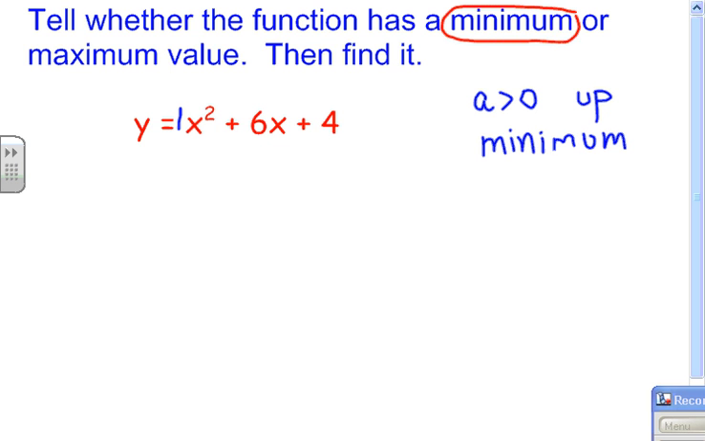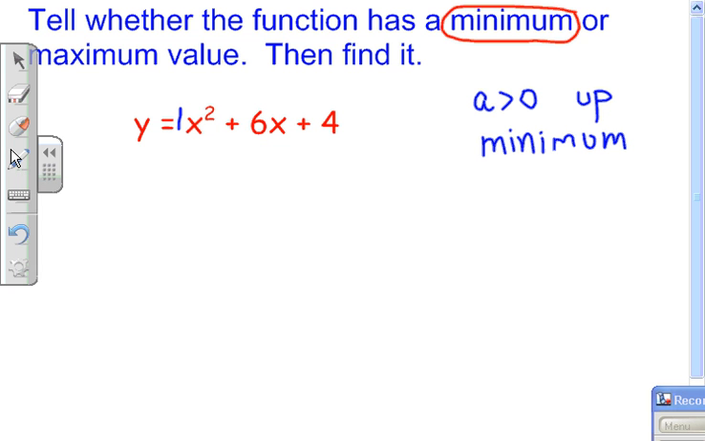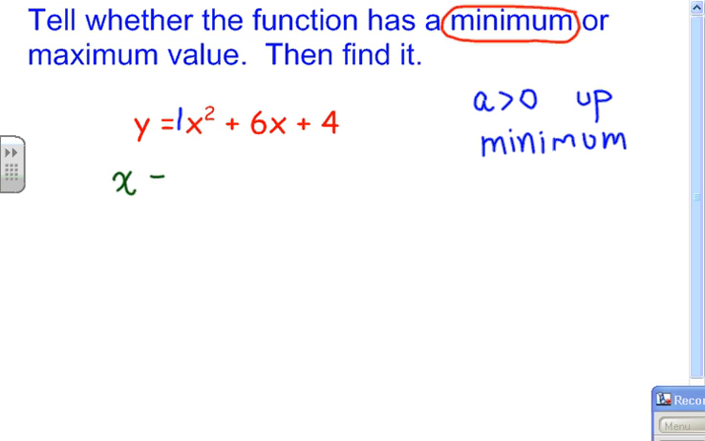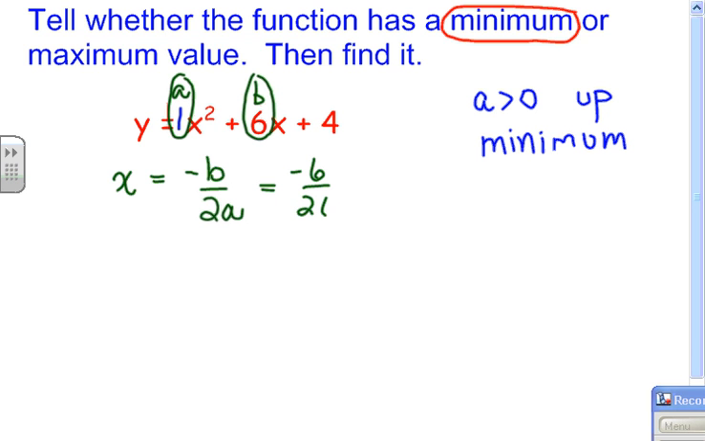To find it, we need to find the coordinates of our vertex, because the vertex will be on the minimum value. Well, the x-coordinate of our vertex is going to be equal to negative b divided by 2a. Here's our b value. Here's our a value. And notice that it doesn't depend upon c at all. The y value will, but not the x value. We're going to have negative 6 divided by 2 times 1, which gives us negative 3.